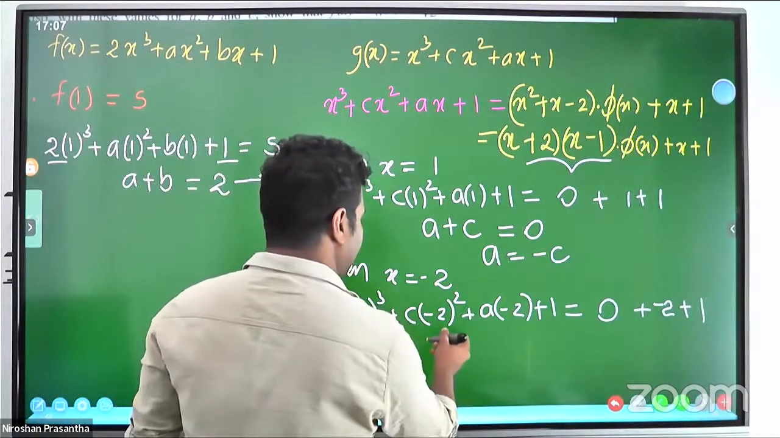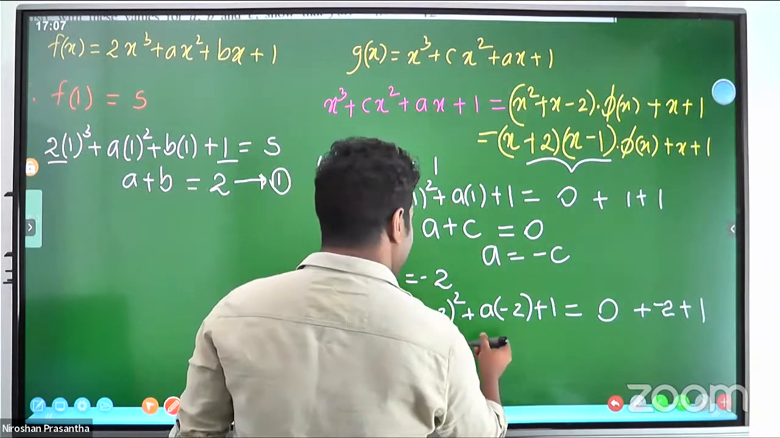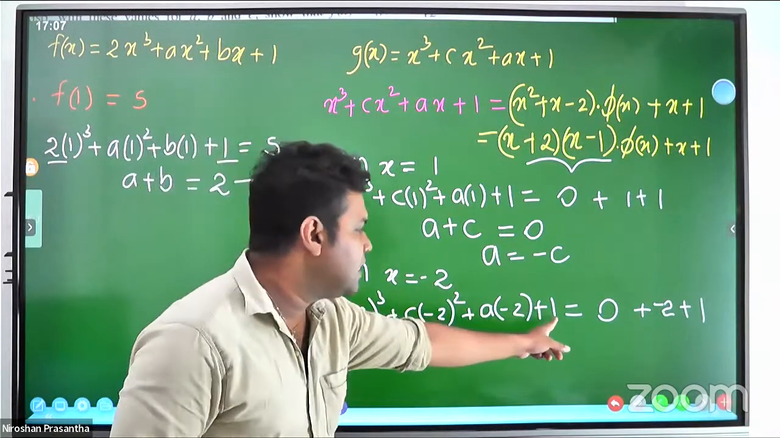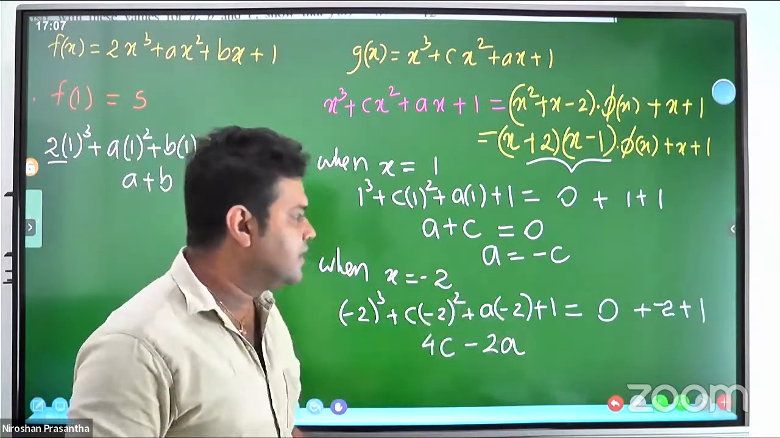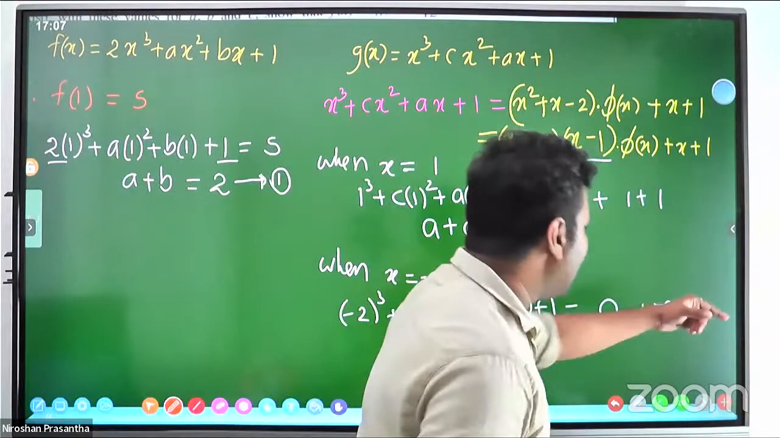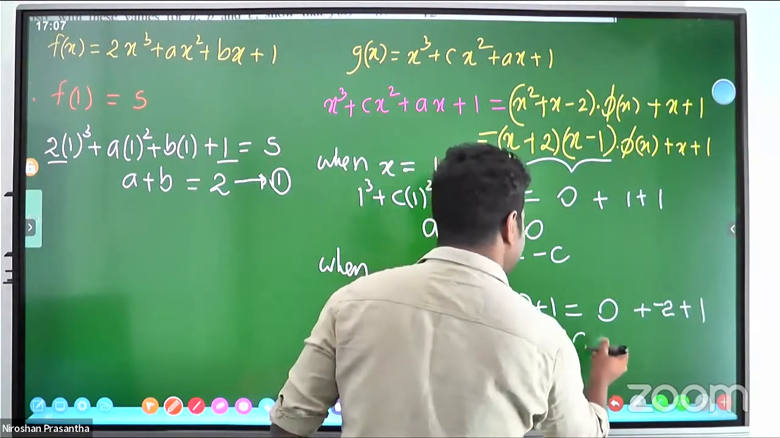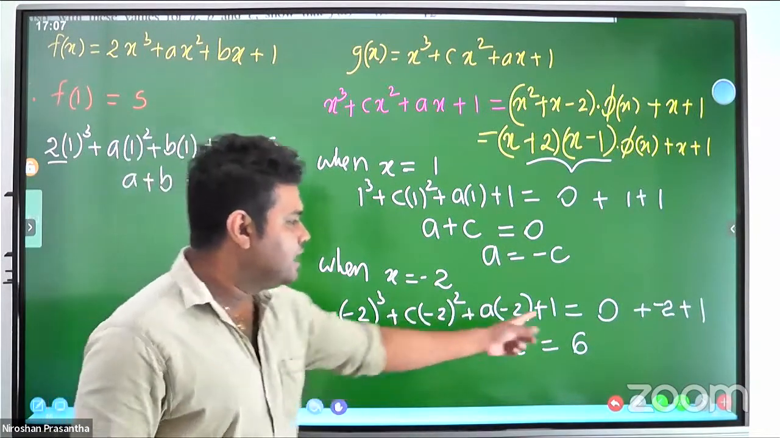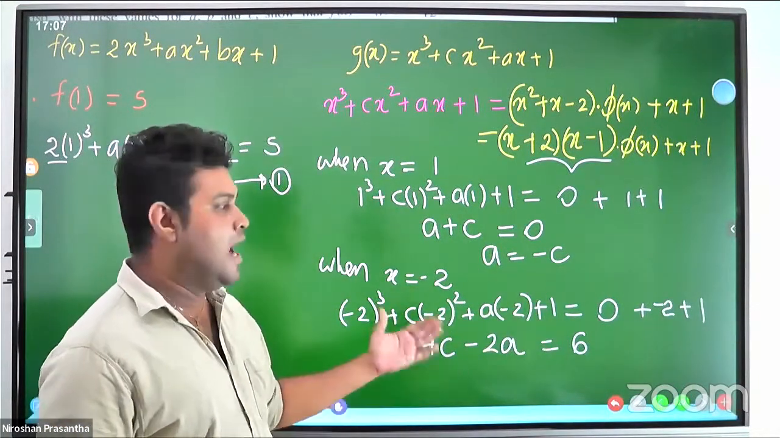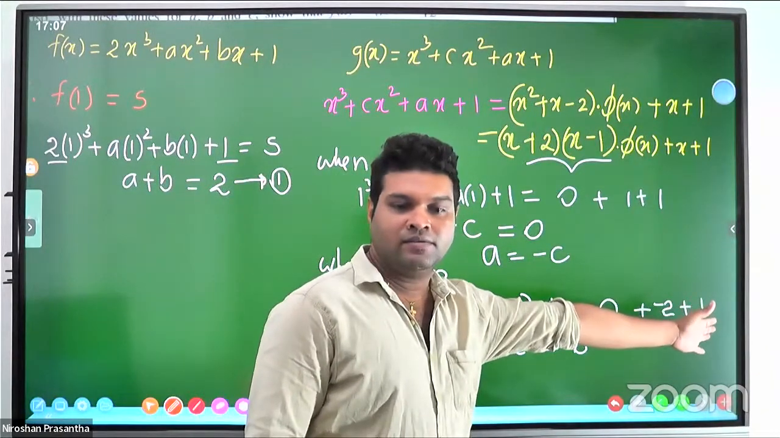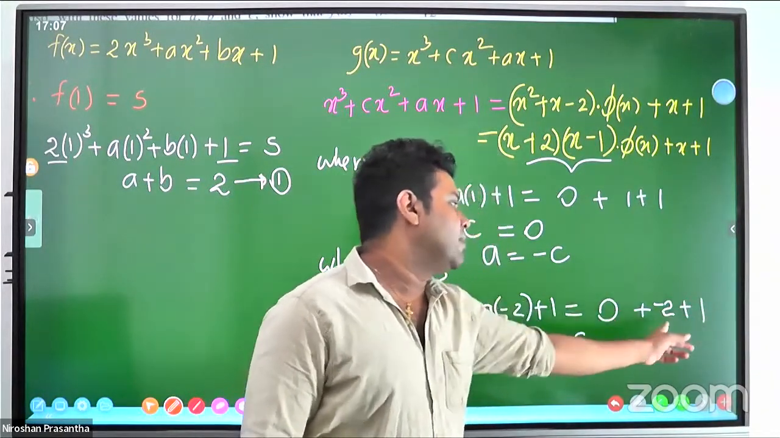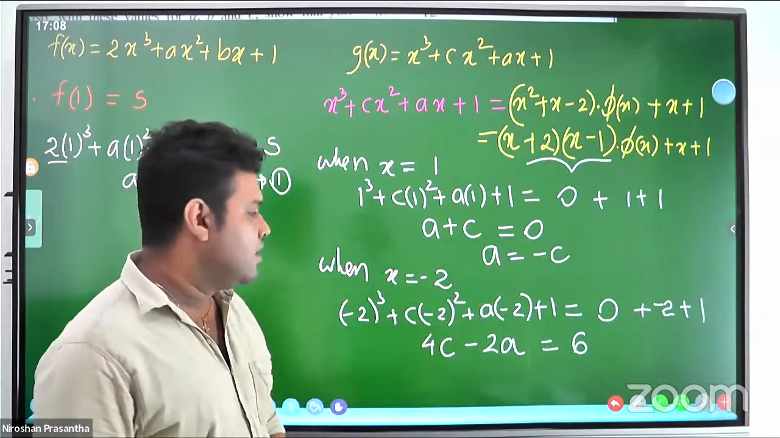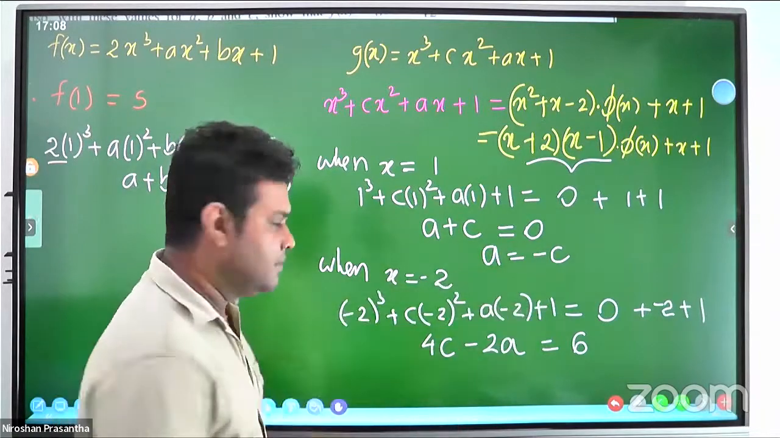Your answer is going to be 4c minus 2a. I think this is minus 8 and this plus 1, it will be minus 7, and minus 1 will be plus 6. Listen here, minus 8 and plus 1 is minus 7. We have to get them to the other side, plus 7 and plus 8, and we subtract minus 2a plus 6. Because a equal minus c, instead of a you write minus c there.